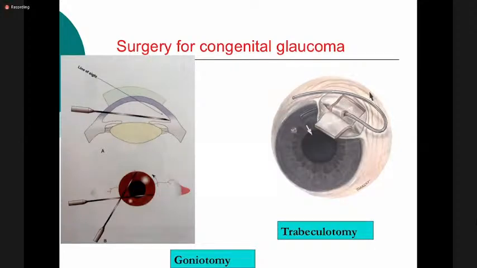So congenital glaucoma, as I said, is a problem of the trabecular meshwork. It's a trabecular dysgenesis. So you can either go in with a needle and open up the trabecular meshwork manually, and we call that goniotomy, or you can use some little probes to access the trabecular meshwork and to open it up.